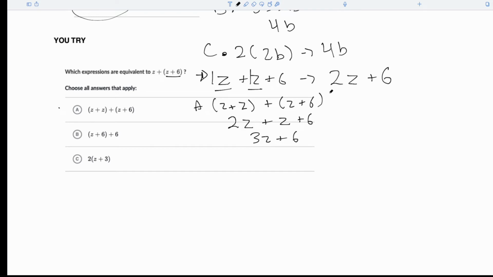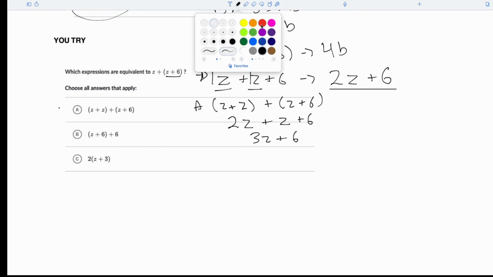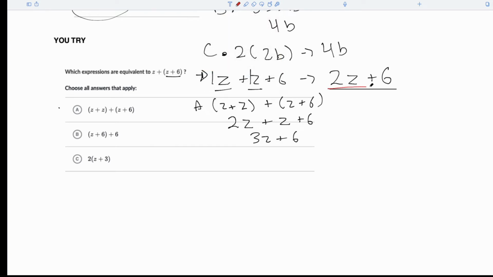Does that match your original expression? Underline your original expression, 2z plus 6. This is the one that you're checking everything with. 3z plus 6 doesn't match it, so we cancel out A. A is not an option. Go down to B and C and check those on your own. Go. Pencil should be writing.